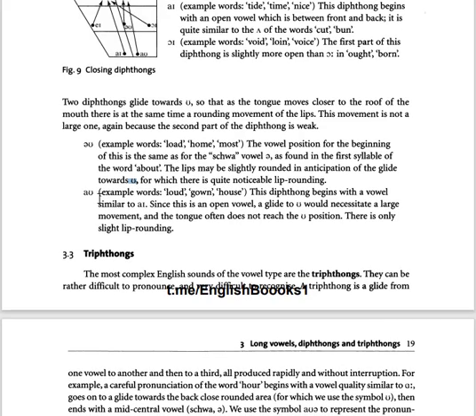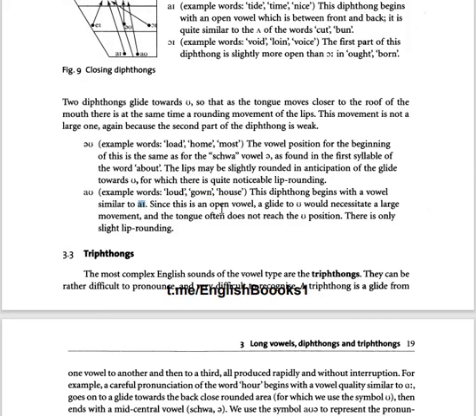Now we will move to the last diphthong, ow. Example words: loud, gown, house. We don't say loud, we say loud. This diphthong begins with a vowel similar to I.